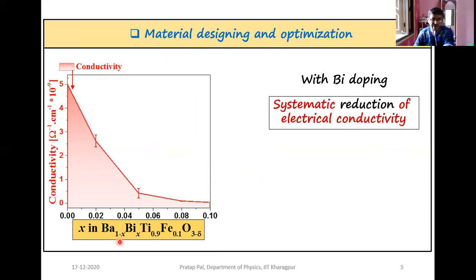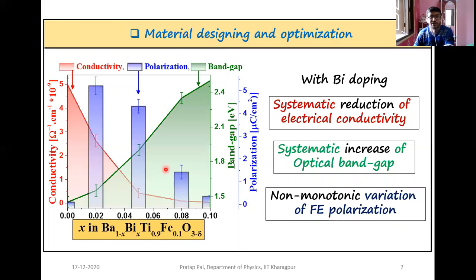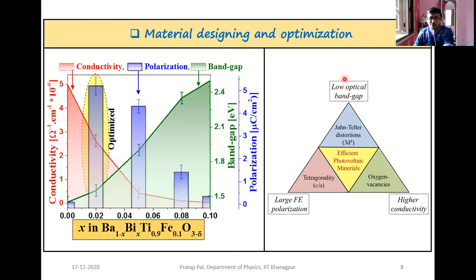In this regard, we have designed bismuth and iron-doped barium titanate. Where the iron concentration is fixed, we have progressively varied the bismuth concentration, and we immediately see systematic tuning of conductivity, optical band gap, and ferroelectric polarization. Now, from the triangular requirement of optimization of the desired physical properties, we see that the x equals 0.2 compound seems to be the better optimized compound in this series.